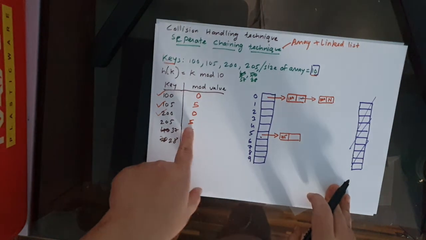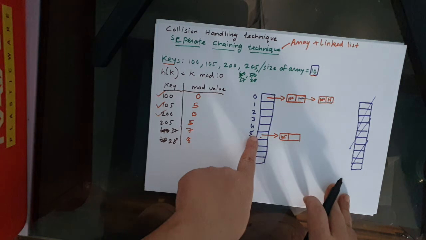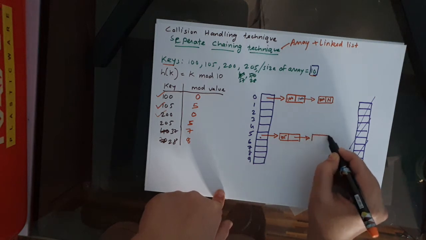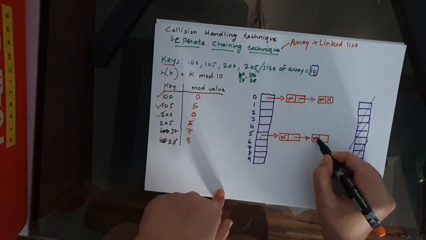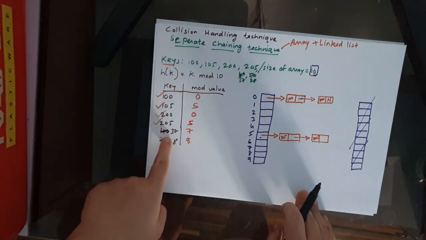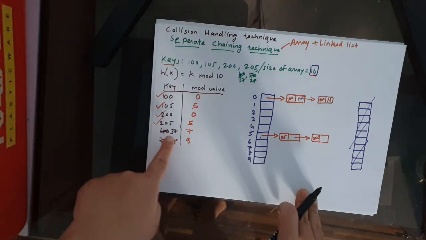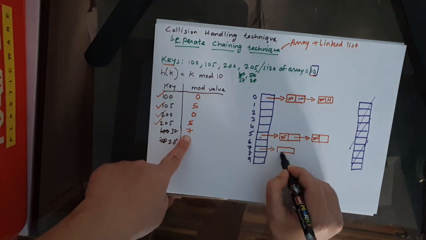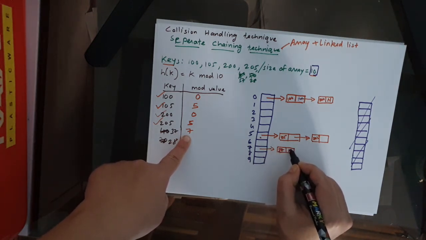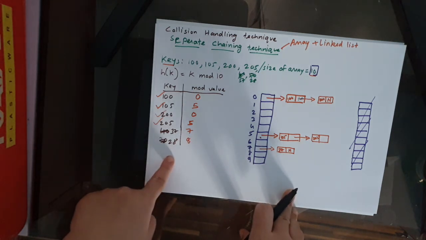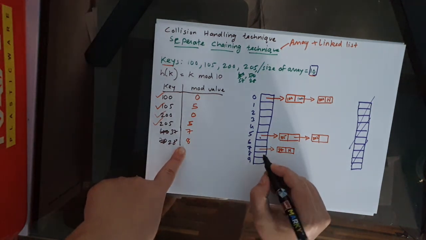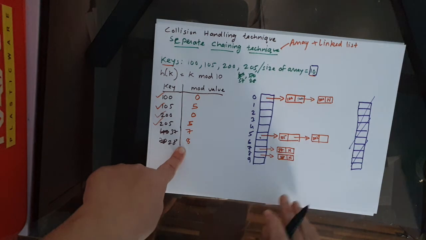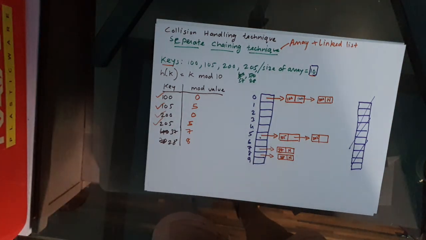Then we go to 205. Again it's 5, so we come over here. Already 105 is there, but it's a linked list. It has a next pointer. So from that next pointer, we'll create one more linked list, point to that particular linked list and store 205 right there. Next we go to 37. It points to 7. So 7 is right here. From 7 we'll create one linked list and store 37 right here, and it will be null because no other value is there right now. Then we go to 28. The value is 8, so we'll store it at location number 8. We'll create another linked list at location number 8 and null. This is your technique of separate chaining.